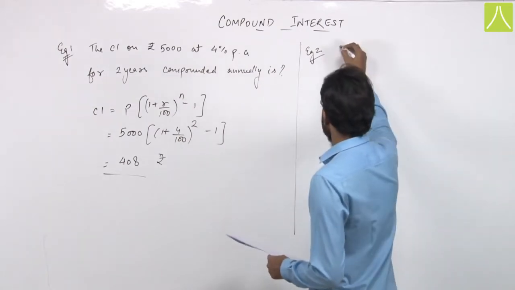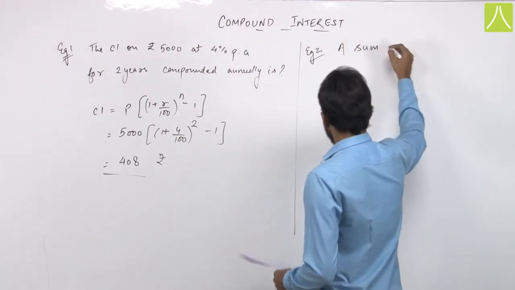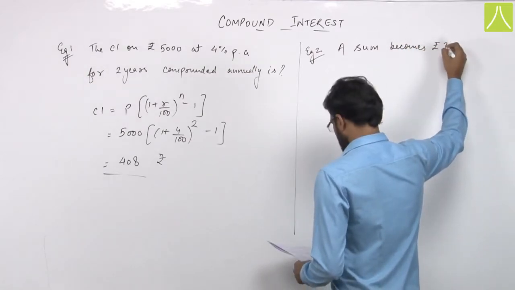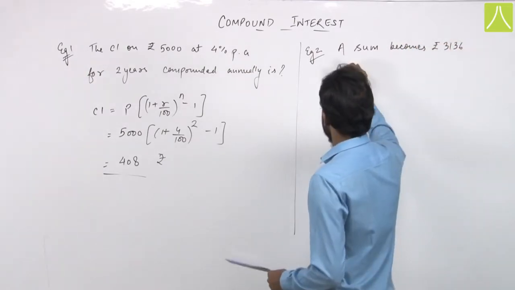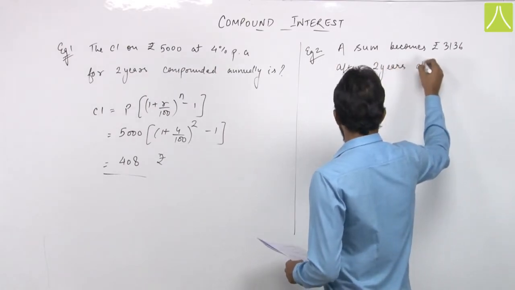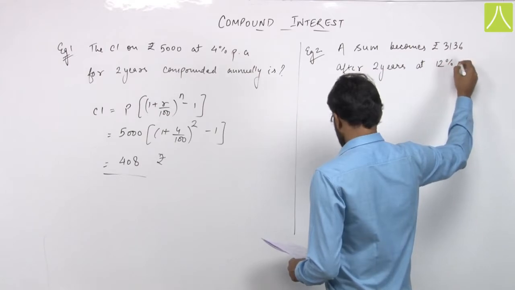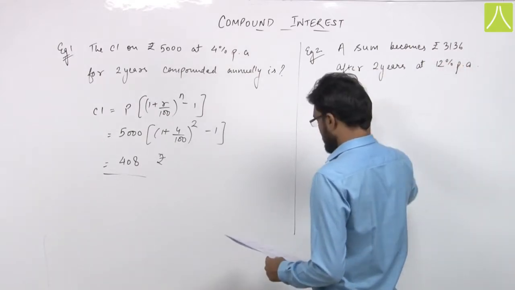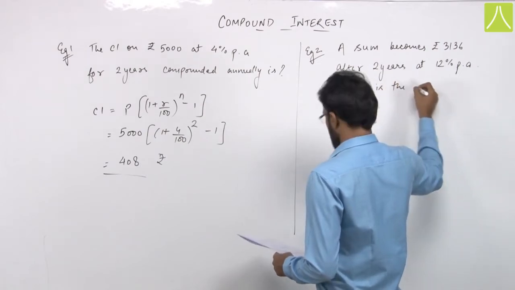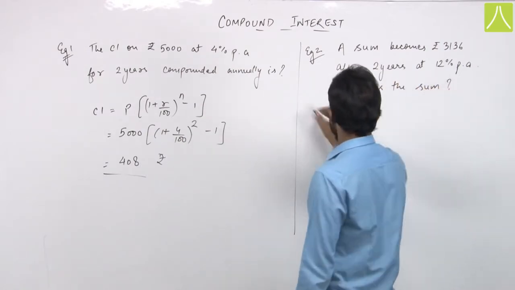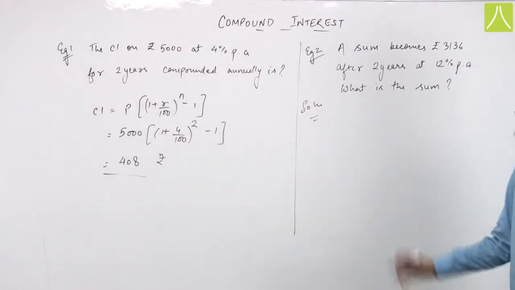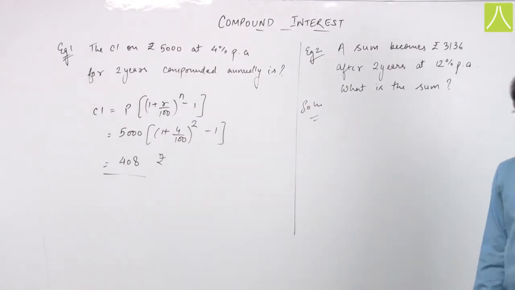Let us say we have to find the sum. A sum becomes rupees 3136 after 2 years at 12% per annum compounded annually. What is the sum? Now in this question we have to calculate the principal. We have given here the amount which is equal to 3136, the rate is equal to 12% and the time given is 2 years.